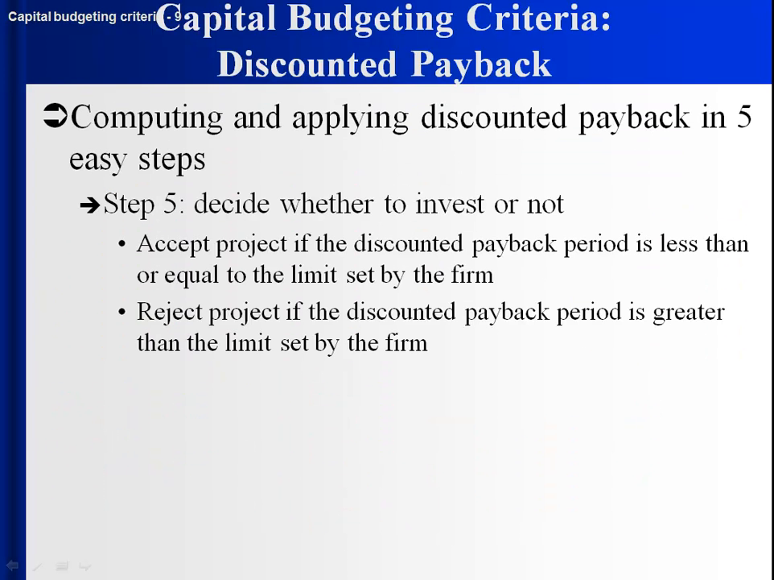And step 5, you make your decision. How does my discounted payback period compare to the threshold, to the limit? If it's less than or equal, I accept because I get my money fast enough. If it takes me too long to get my money, such that either I have an infinite discounted payback period, I never get my money back on a discounted basis, or it takes a finite period but it's longer than the threshold, then I reject.